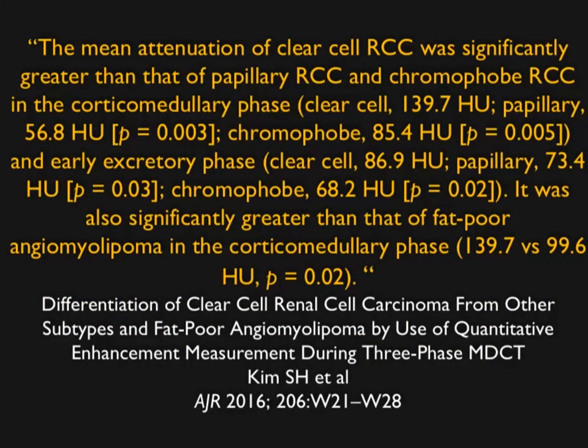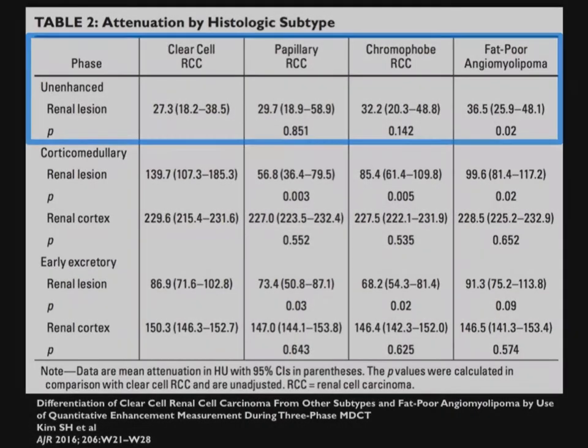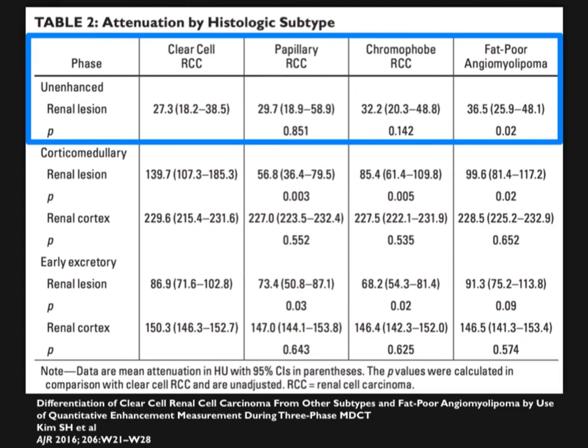Now, just to make the point, I was reading an article looking at clear cell renal cell carcinomas and fat-poor angiomyolipomas, and in this article, they did make the point that you should be able to, based on numbers, separate the various lesions. Here's a chart, attenuation by histologic subtype, and you can see that if you look at the non-contrast, chromophobe, fat-poor, papillary, and clear cell all seem to make about the same numbers. On excretory phase, fat-poor are a bit higher.